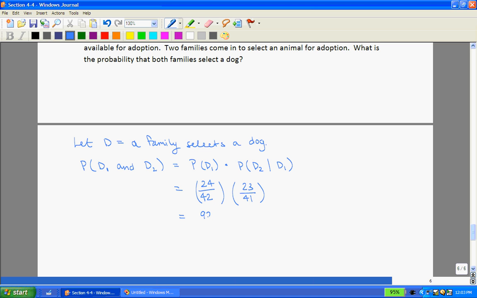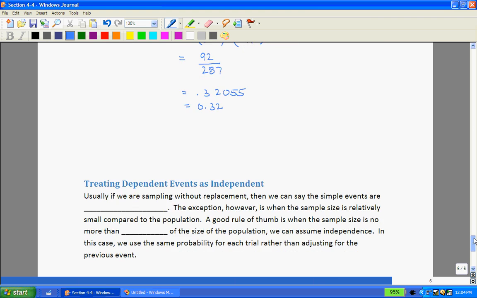In fraction form, I get 92 over 287, or as a decimal, 0.32055, and rounded to 2 places, that would be 0.32. Okay.